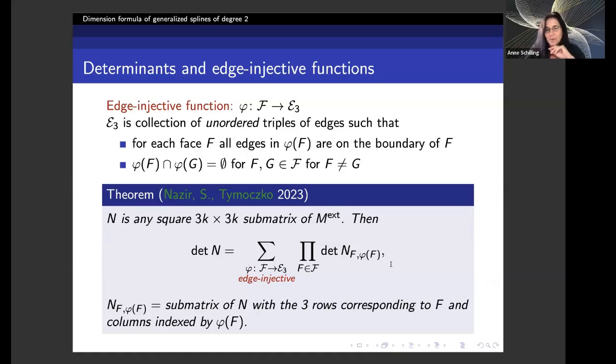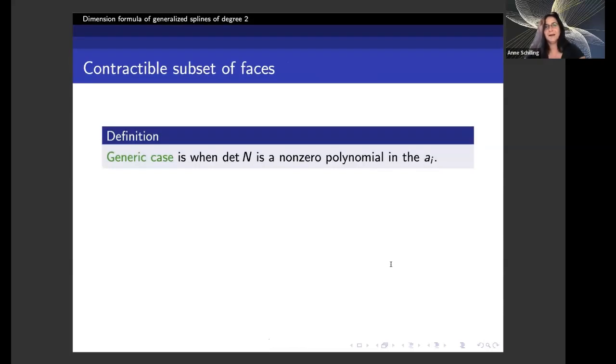So that's why this formula is nice. And since we want to understand the rank of this matrix, we've now reduced it in some way to a more combinatorial problem by trying to find edge injective functions on a graph. Okay, and as I said before, we call it the generic case when the determinant of M, which is a polynomial in these a_i, is a non-zero polynomial. So it's not zero by itself.